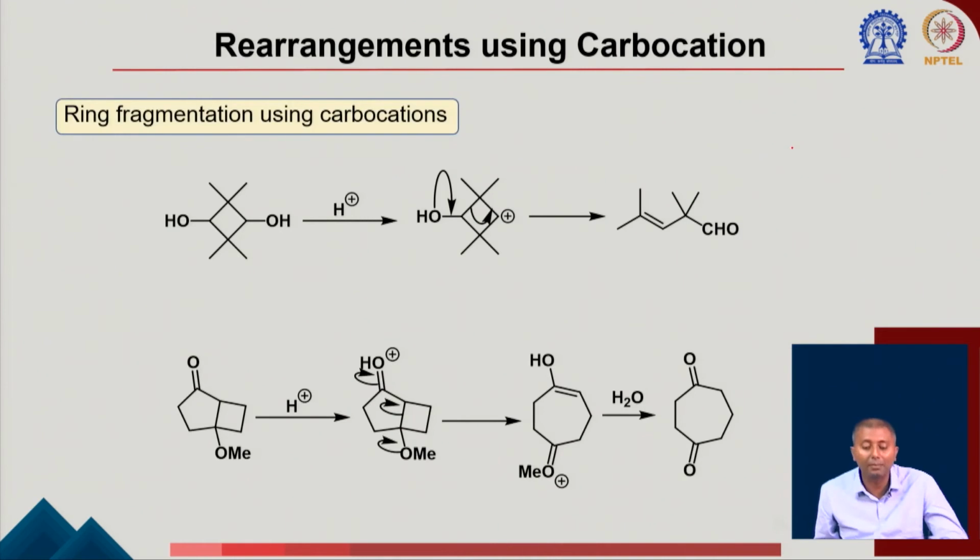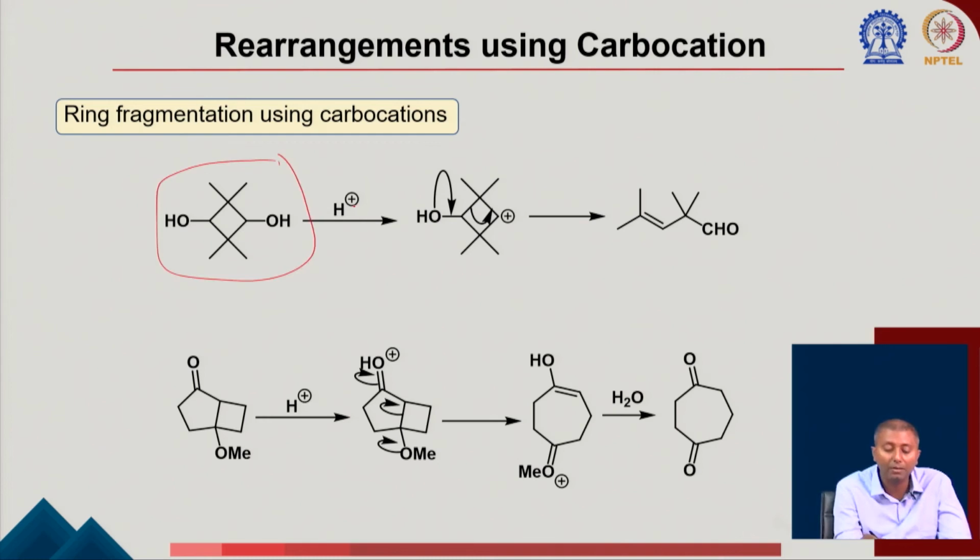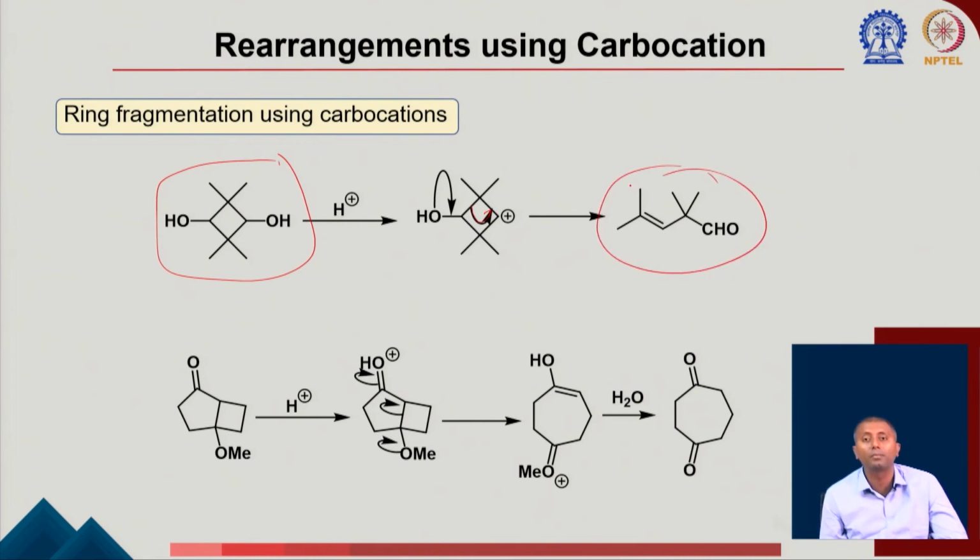So here are some examples of fragmentation. So you can see we have 2 different hydroxy groups here. So it's a very symmetrical molecule. Once it is getting protonated to form a positive charge, now to avoid the ring strain, there is a tendency to open up. Okay, so that will form this double bond and the corresponding aldehyde compounds.